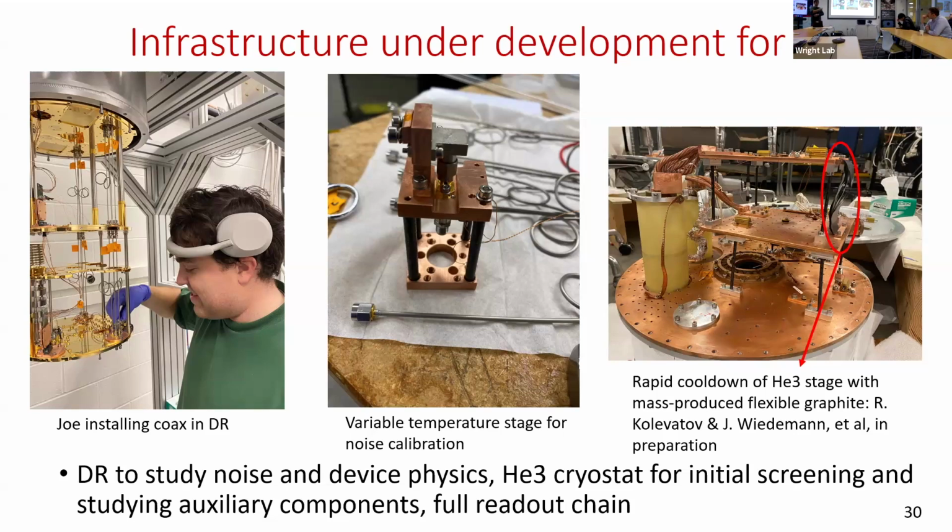One cool thing here that I'd like to point out is, the first time we pulled this thing down, it took 5 days for the helium-3 stage to get from 300 Kelvin to 300 millikelvin. We were like, that's too long. But we had a side project, an experimental project that had been starting to characterize the possibility of using mass-produced flexible graphites as heat switches, and that works swimmingly. So our first try with these graphites, we got our cool down time down from 5 days to 2 days.